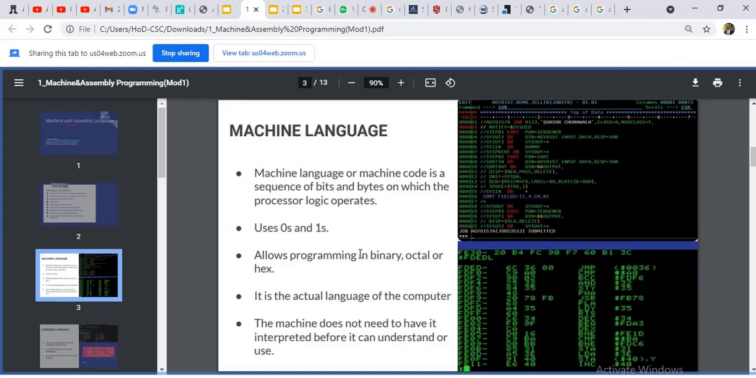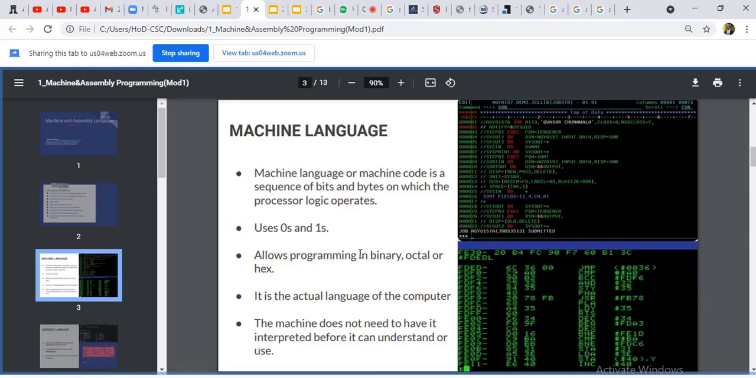What a machine language does is that it allows one to write programs in binary, octal, or hexadecimal number systems. The binary system allows only two digits, zeros and ones, and the octal system allows up to 8 digits, between 0 to 7, while the hexadecimal allows up to 16 digits, from 0 to 9 and from A to F.